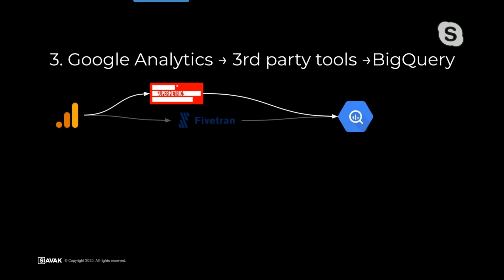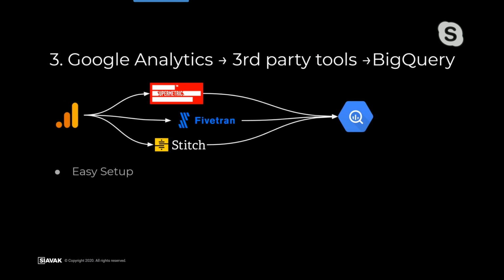Now, the final method is to use a third-party tool to get data directly from Google Analytics and push it inside BigQuery. Now, I use Supermetrics mainly. I know that Fivetran does it as well, and I've used Stitch and still sometimes use Stitch as well. The setup is easy. With these tools, you just connect them to BigQuery and connect them to Google Analytics, and they do the rest for you.